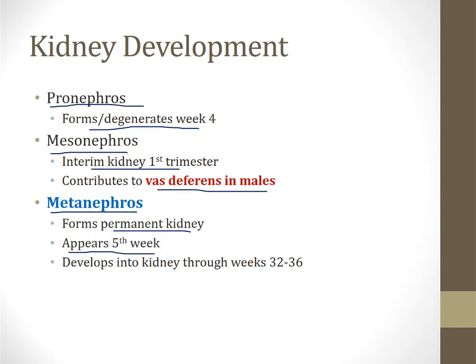It appears around the 5th week of development, and then it continues to develop into the kidney all the way through weeks 32 through 36 of gestation. And just so you have a picture of this in your mind, in utero there is a structure called the mesonephric duct. This is a structure that's very important to development of the genitals in males, and I talk about it a lot in the reproductive genital embryology videos. The same structure forms in utero, and it has one end called the cranial end that's towards the head, and another end called the caudal end that is towards the tail.